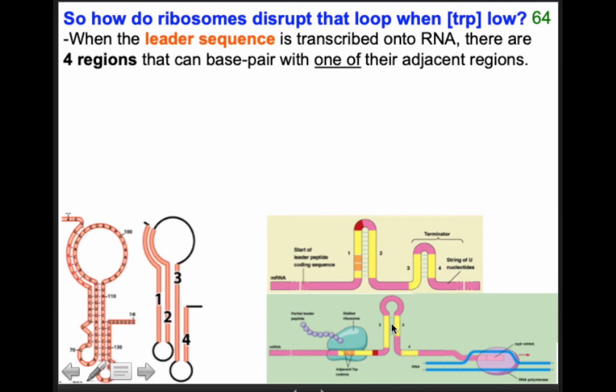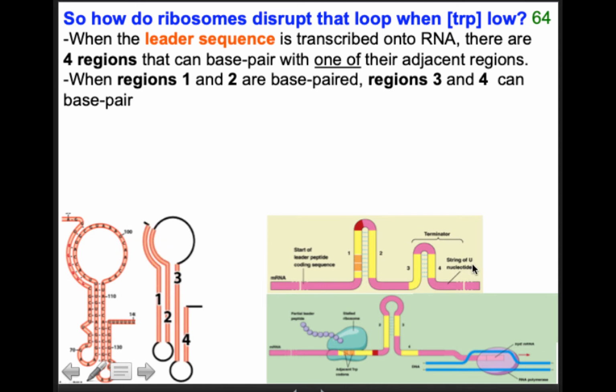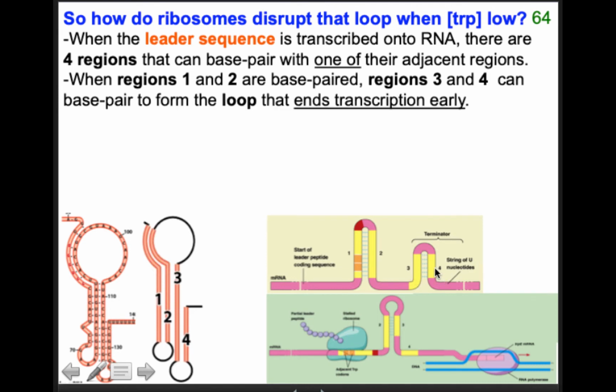If there's no ribosome in the way, if nothing else is going on, this is what the mRNA ends up looking like once it's transcribed. So there are regions 1, 2, 3, and 4. The best way to base pair such that every region has something to base pair tightly with is to put regions 1 and 2 together and regions 3 and 4 together. Regions 3 and 4 form that hairpin loop right beside a bunch of U nucleotides.